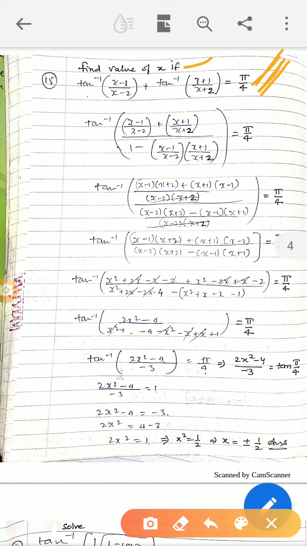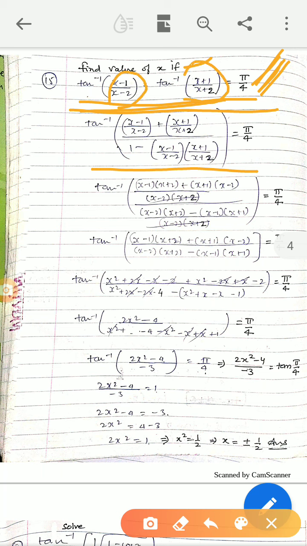Look here, you will use the formula tan inverse A plus tan inverse B, which gives tan inverse (A plus B)/(1 minus AB). In place of A put this value and in place of B put this value. So you put them here. Now you will take LCM in numerator and denominator. You will get this line, the denominators will cancel, and the remaining portion you will get.